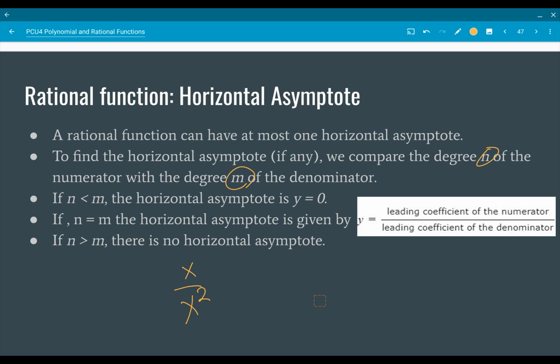And then our third option is if n is greater than m. So let's say we have x cubed over x squared. There's no horizontal asymptote in that case. And if you think about it, that's because these will cancel. In this simple example, those will cancel, and you'll just have x. So there'll be no need for an asymptote. And the same is true for more complicated functions.